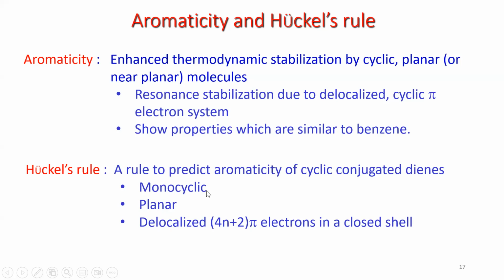Sometimes you get some deviations when it comes to monocyclic. There are some compounds which are aromatic but not really monocyclic, but they have an outer ring. We can consider the outer ring as a cycle system where the cyclic conjugation is there. We will come across several examples in the next few slides.